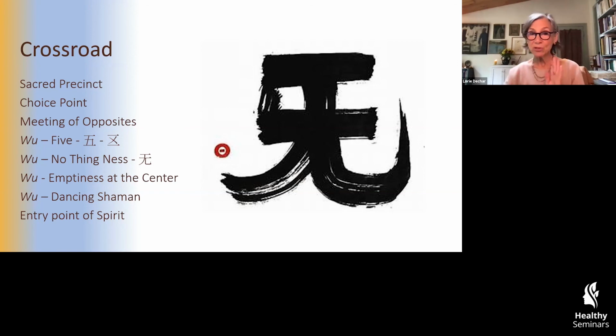Again, we have the tools to work with this in Chinese medicine. A needle is a beautiful way to respond to a trickster. So is moxa. Anyway, so we're dancing shaman. That's what we're being called to do, at least from my perspective, at the crossroads.